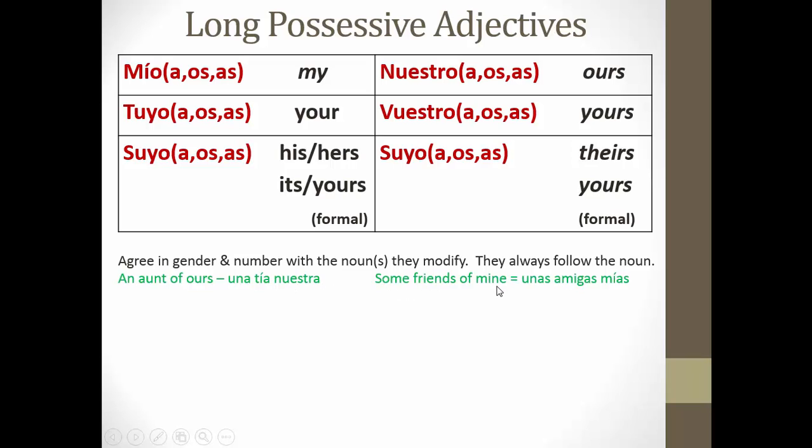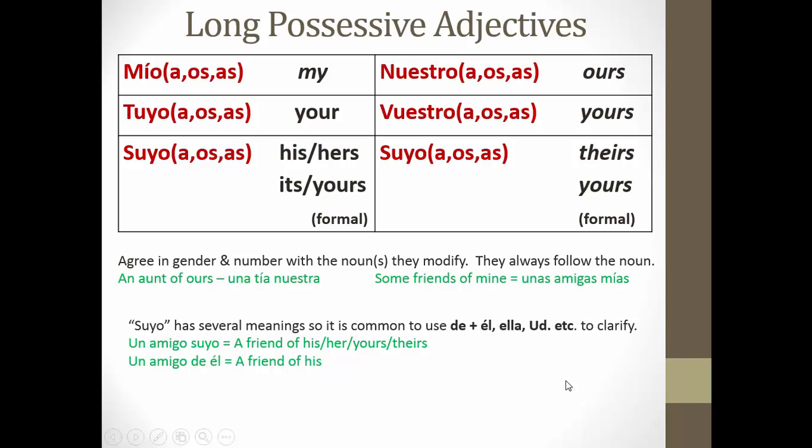Here, some friends of mine, kind of like saying my friends. Unas amigas mías. Again, you used mías because friends is feminine plural. Also, you'll notice again, we have the same issue. Suyo has a lot of meanings. So for clarification, you would use that same structure. Use de with the appropriate subject pronoun.